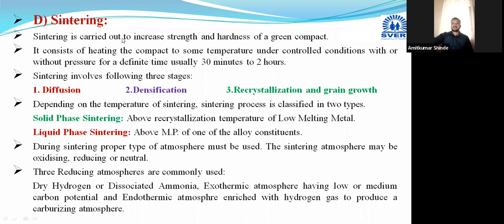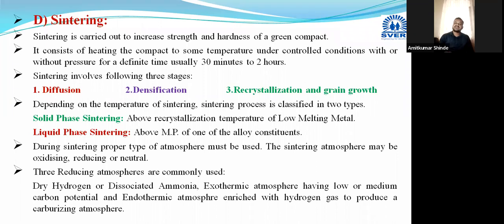In this sintering stage, whichever green compact is obtained at the end of the compacting stage, we are going to heat that green compact at a particular temperature range, with or without pressure, for 30 minutes to 2 hours, depending on the shape and size of that component. It is heated in controlled environmental conditions to increase its strength and hardness. To increase its strength and hardness, this sintering is done.